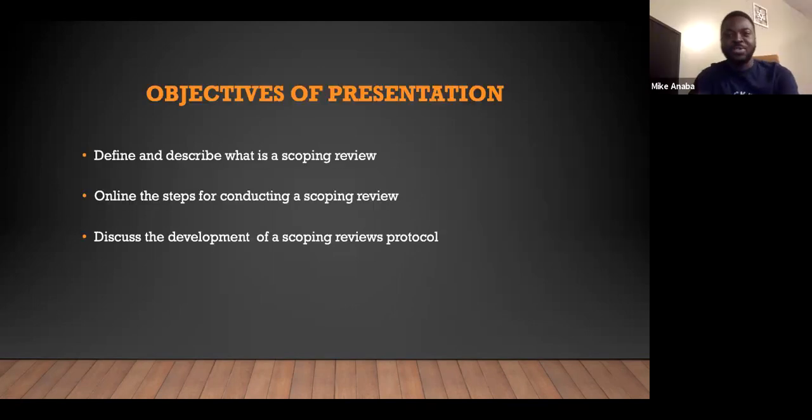So for today's presentation, I have just three basic objectives. First of all, I would like to define and describe what a scoping review is, outline the steps for conducting a scoping review, and discuss the development of a scoping review protocol.